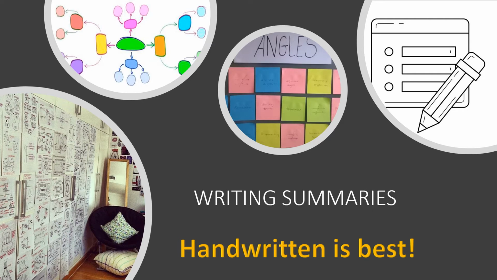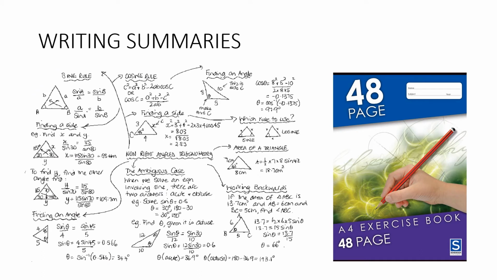This is what I like to do, is grab a 48-page exercise book and do one double page per topic. So here you can see non-right angled trigonometry. I've got a mixture of formulas and diagrams and examples. And you can add to your summaries as you go along. If you run out of space, just put some post-it notes on top with the extra ideas that you come across.